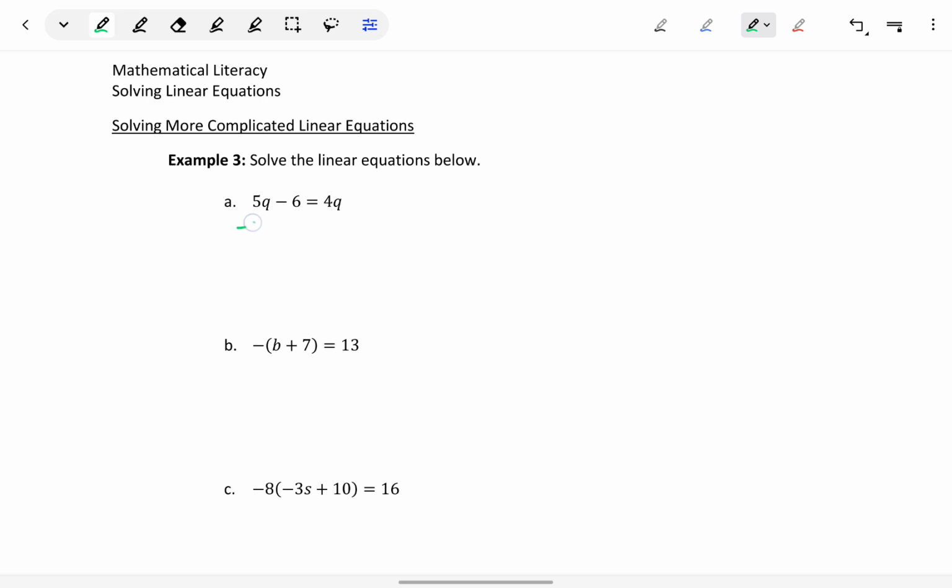There are a couple different ways we could start this off, but we're going to start by subtracting 5q from both sides to get all of the variable terms on one side of the equation. That will leave us with negative 6 is equal to negative q, or if we want to think of it as negative 1 times q. Then we need to divide both sides to get rid of that coefficient in front of our variable.